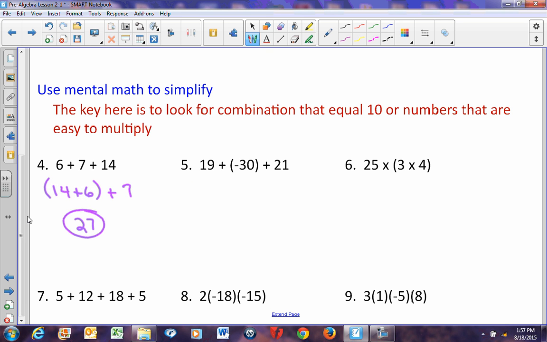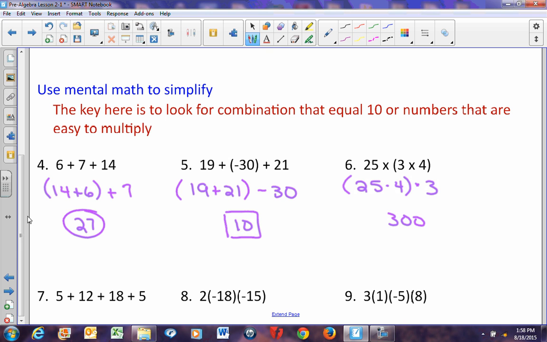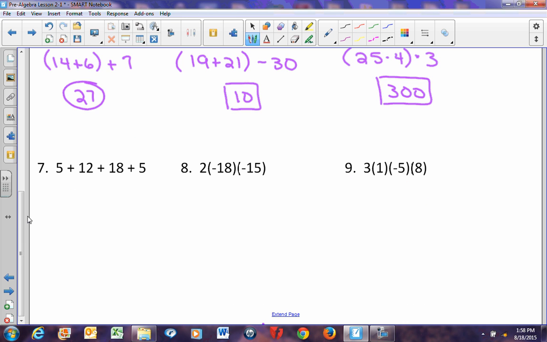For example, number 5, I would take 19 and add 21 to that first, because that gives me 40. And 40 minus 30 is 10. Try to find combinations of things that are easy to add or easy to multiply. If I look at this next problem, 25 times 3 times 4, I'm going to change that. I don't want to multiply 3 times 4 first, because 12 times 25 is hard. But if I did 25 times 4, that's 100, and if I multiply that by 3, it's 300. That's really simple. So by changing the order, changing what I grouped together, that made it so much easier for me.